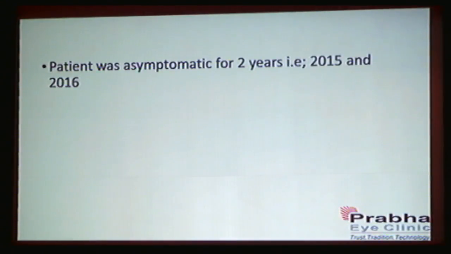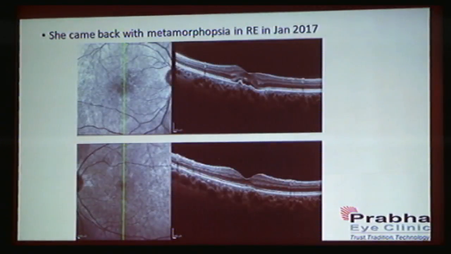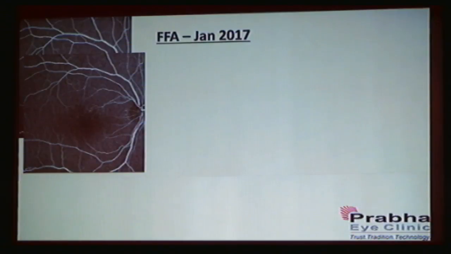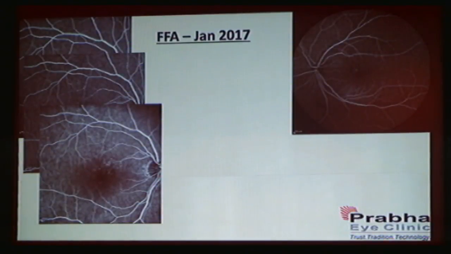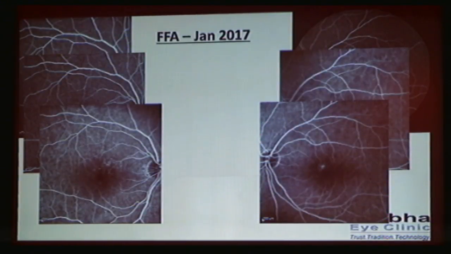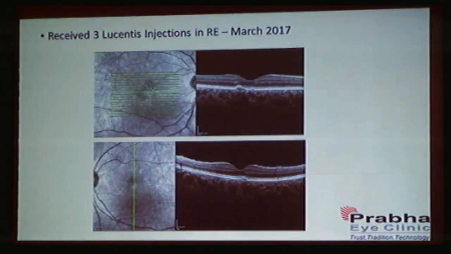The patient was asymptomatic for 2 years, 2015 and 2016. Then she came back with metamorphopsia, now in the right eye, in January 2017. She had SRF and a few PEDs in the right eye. We did an FA in January 2017, which showed some stippled hyperfluorescence in the right eye, and in the left eye a focal dot-like hyperfluorescence which increased in late phases, suspected to be an occult CNVM. She received 3 Lucentis again in the right eye, and this was the post-Lucentis image in March 2017.